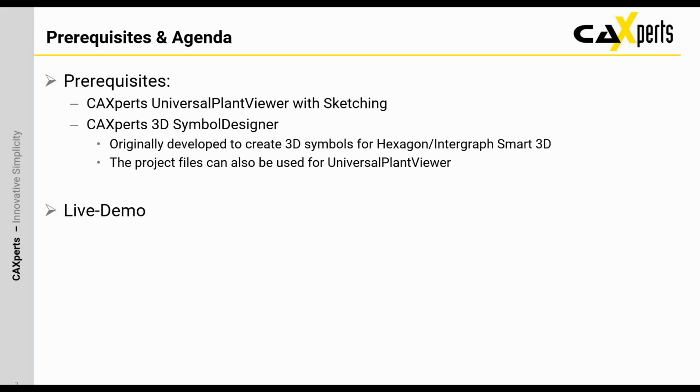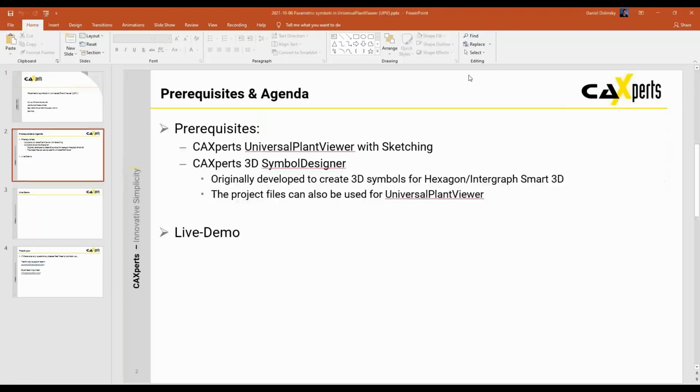So you need to have UniversalPlantViewer with the sketching module activated and CA Experts 3D Symbol Designer to create the symbols. 3D Symbol Designer has been around for more than 15 years now and was originally developed to create 3D symbols for Smart 3D. So you can reuse the old symbols and add a little bit of additional features to them. You can reuse them in UniversalPlantViewer, but you can also create these additional symbols from scratch, so you don't use them for Smart 3D, just for UniversalPlantViewer. So let's start with the live demo.